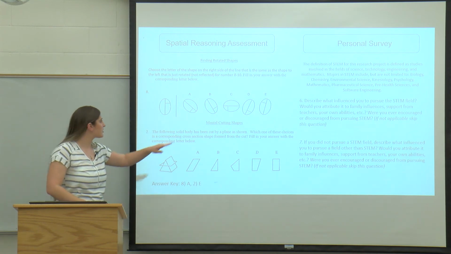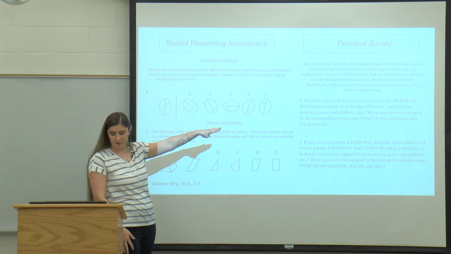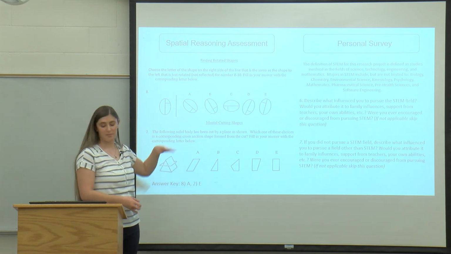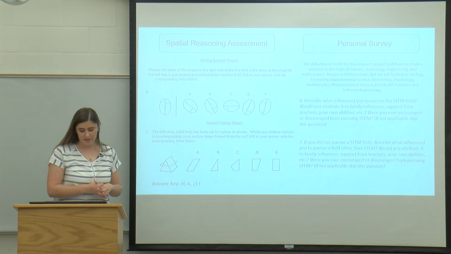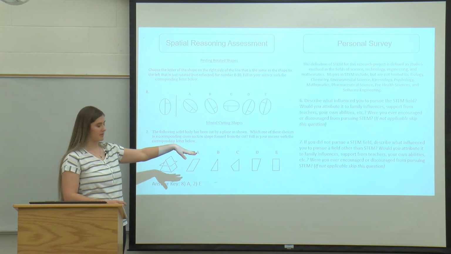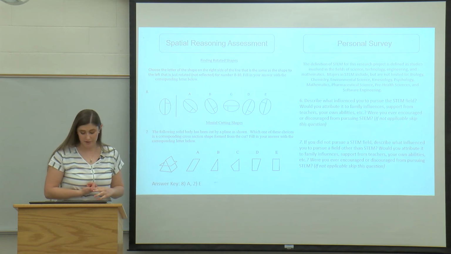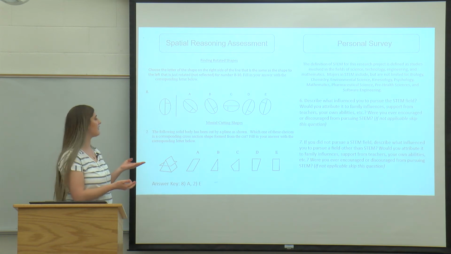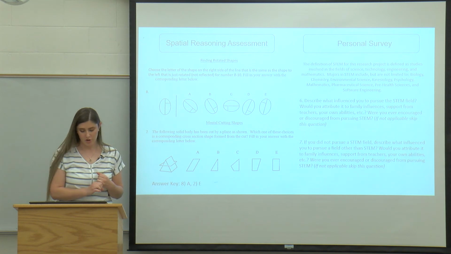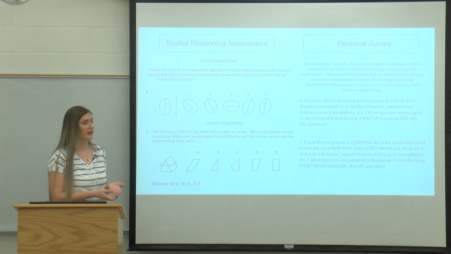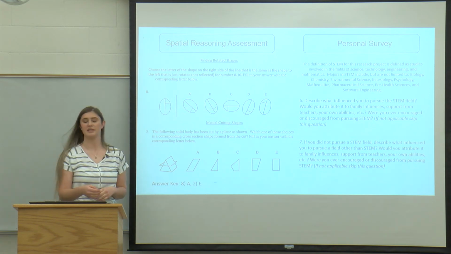And then for the personal survey, the first question, number 6, asked participants what influenced them to pursue a STEM field, and the second question, which is number 7, asked them what influenced them to not pursue a STEM field. But both questions asked if they would attribute this to family influences, support from teachers, or their own abilities, and also if they were encouraged or discouraged from pursuing STEM.